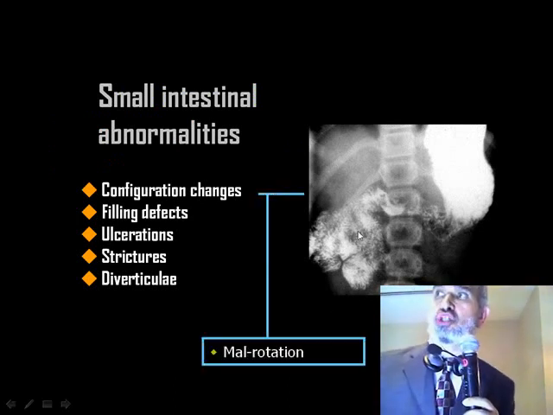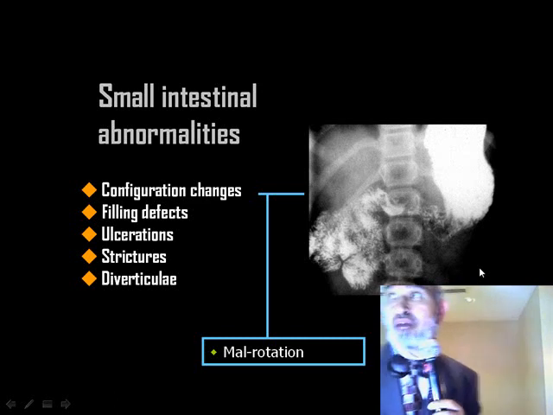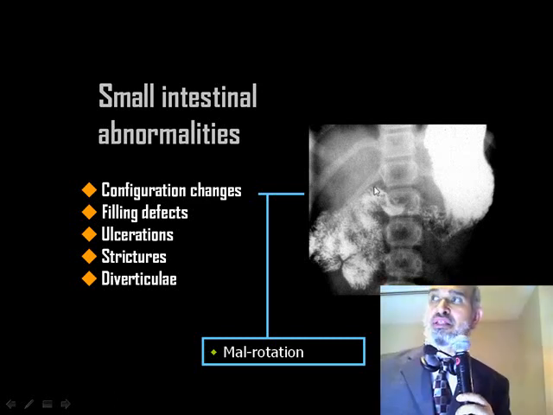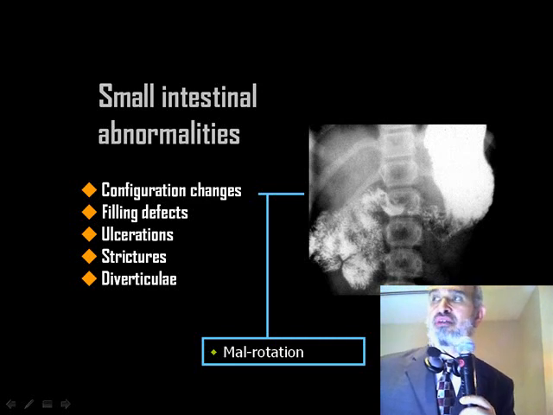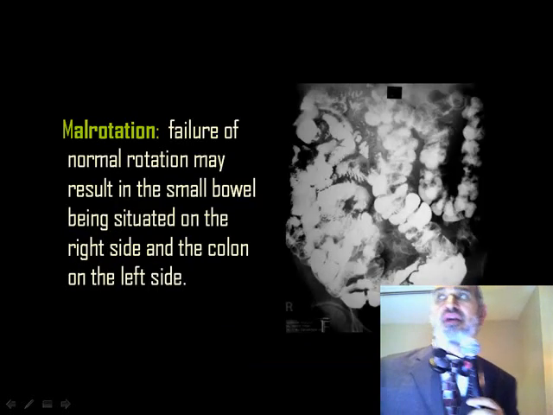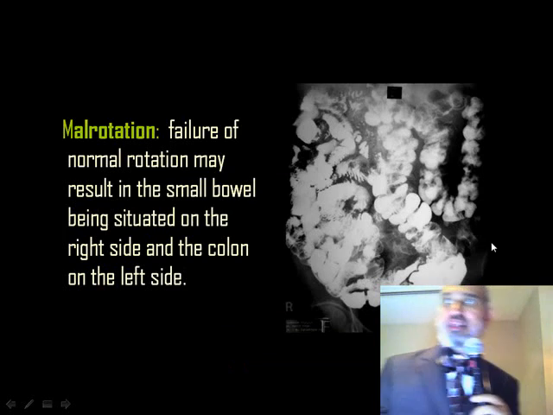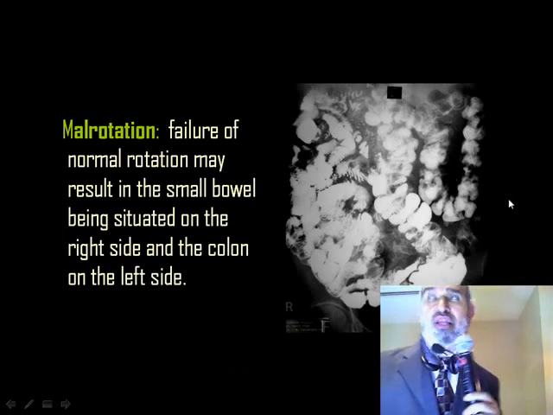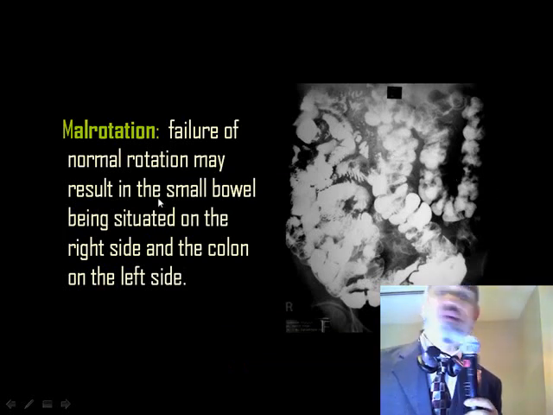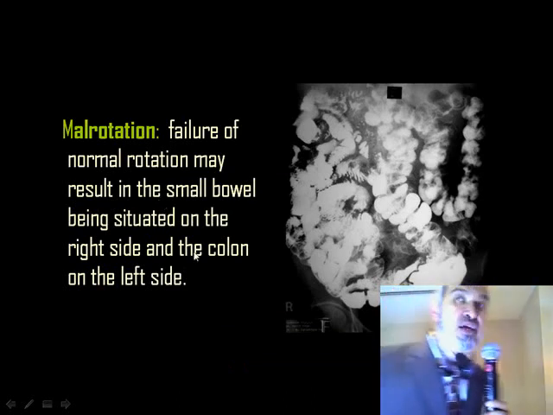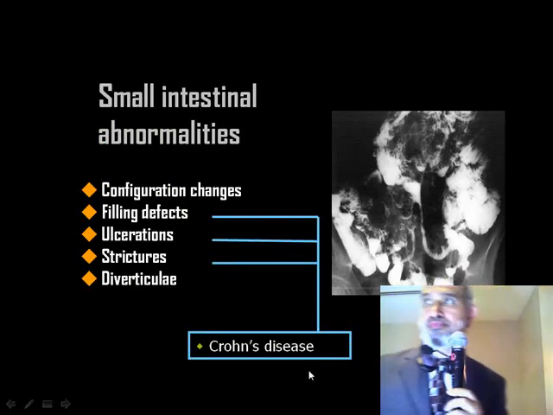And you know that the jejunum should be in the left upper quadrant, and in this patient the jejunum is on the right side of the midline. Then you can diagnose malrotation of the bowel. In this patient, the colon is to the left of the patient and the small bowel is to the right. Then you can easily diagnose bowel malrotation.